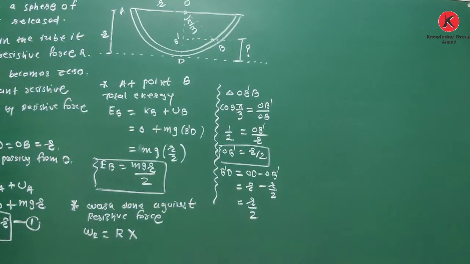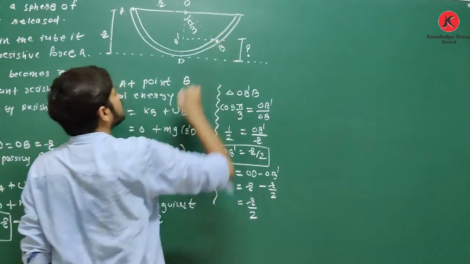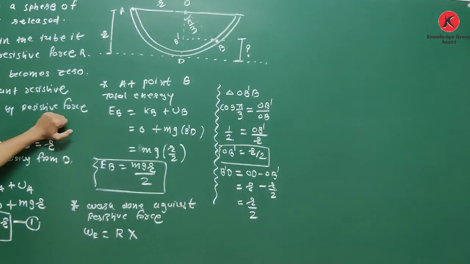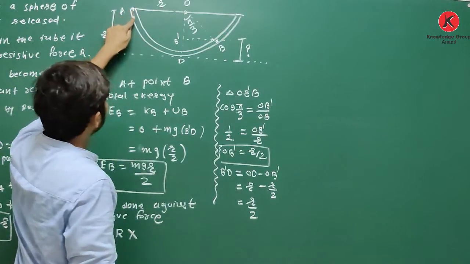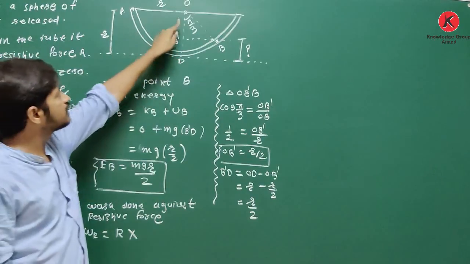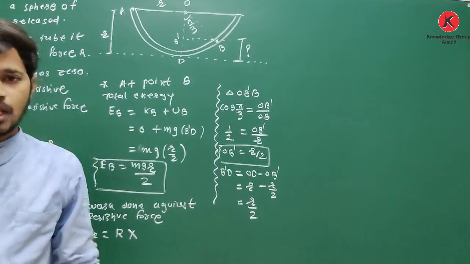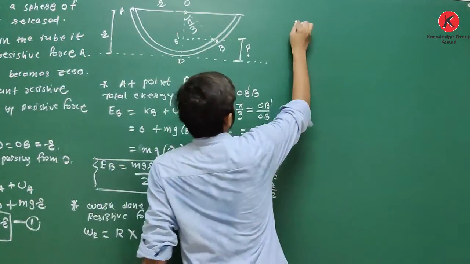Now what is the displacement? The initial position is A and the final position is B. So this AB arc makes some angle with this center. How to find it? This AB arc makes an angle with the center. See, what is the angle? Here it is.